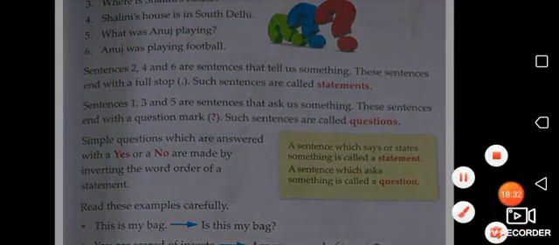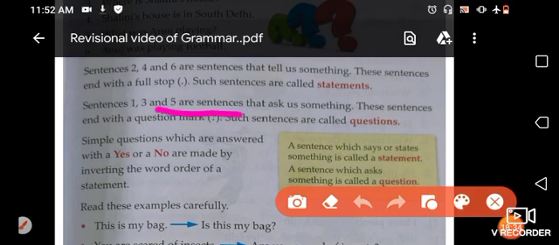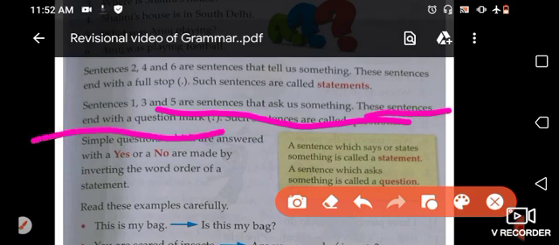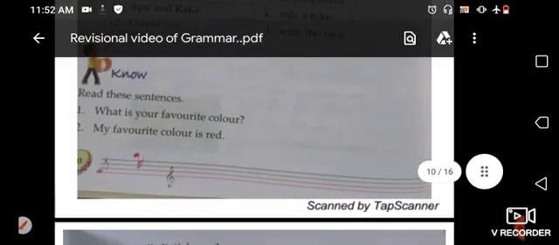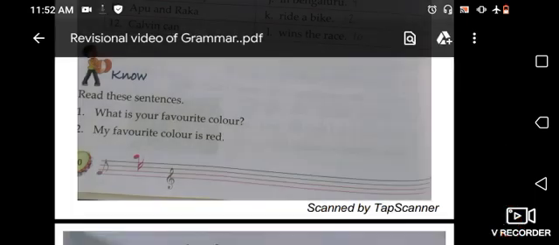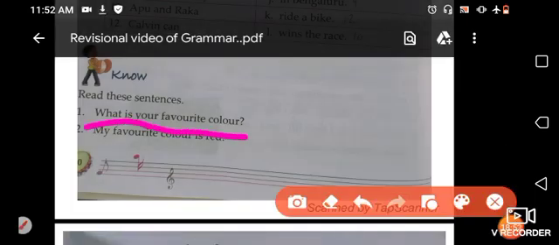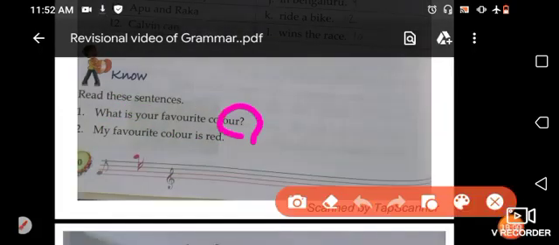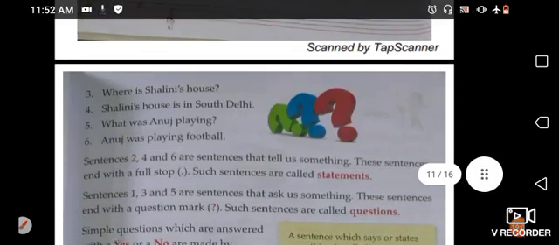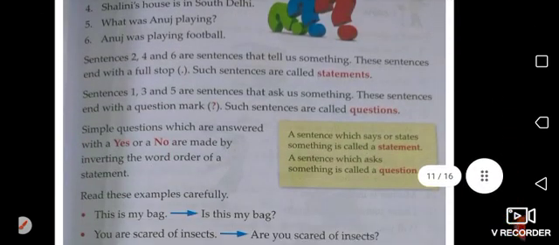Okay. Sentences 1, 3 and 5 are sentences that ask us something. For example, the first one was asking what is your favorite color. These sentences end with a question mark. Such sentences are called questions. As you can see, the first sentence was asking a question to us and it ended with a question mark. So this is a question. These kinds of sentences are called questions.